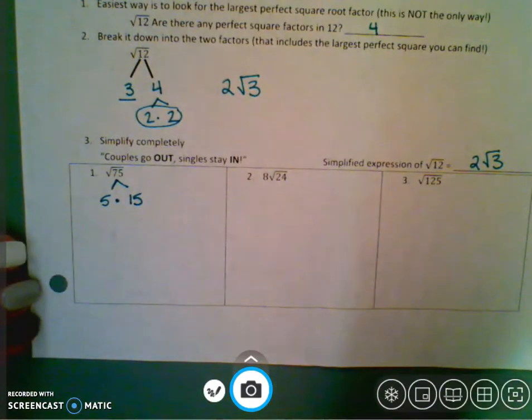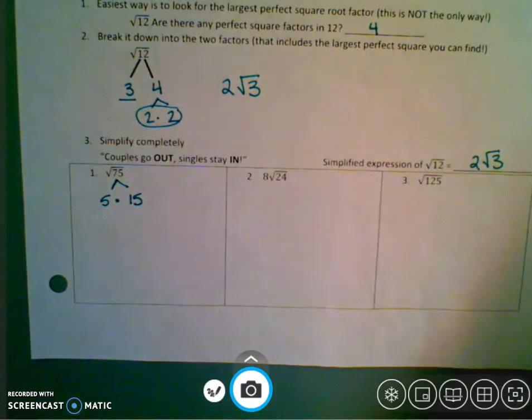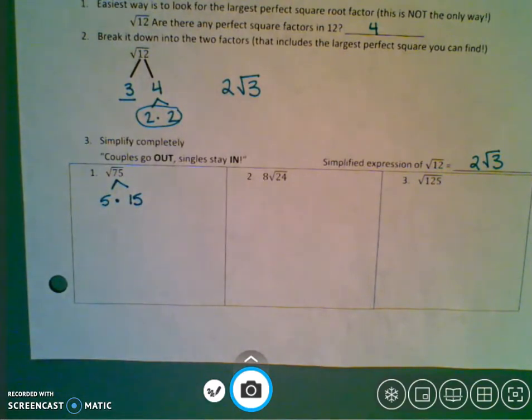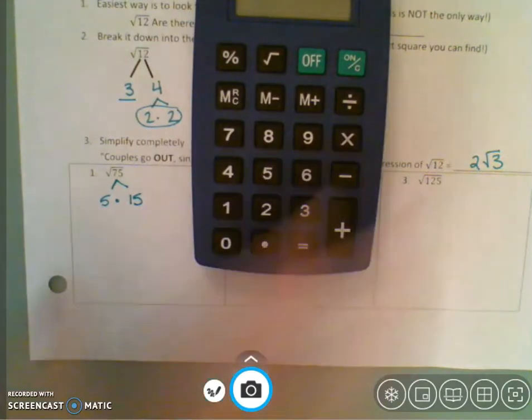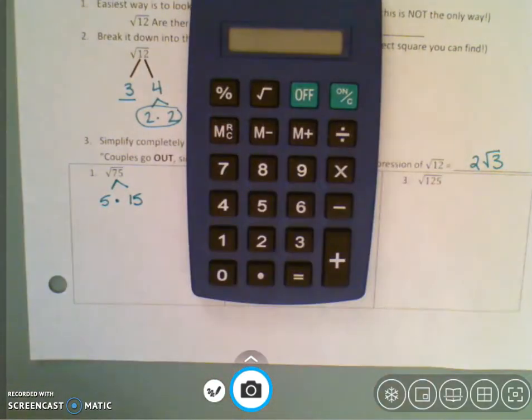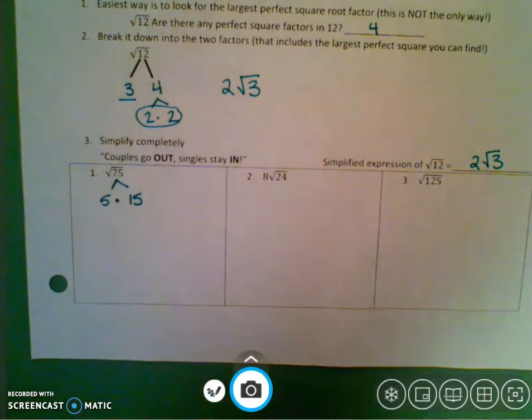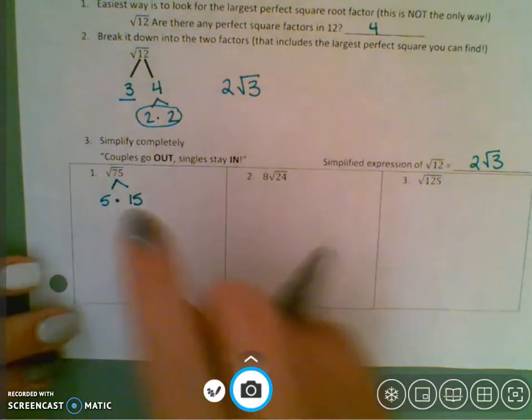This whole section is no calculator unless you have one of the little basic four-function calculators that you can get from Dollar Tree. Okay, so they look like this. So you're allowed to use one of these for this section, but that's it. That's just to help you make your factor tree if you're not good with your multiples.